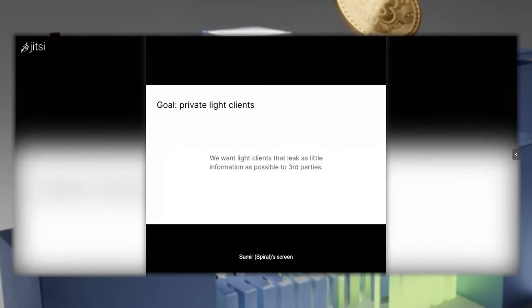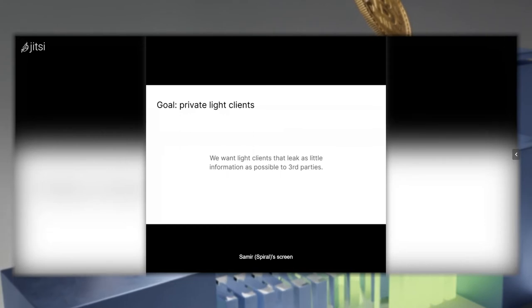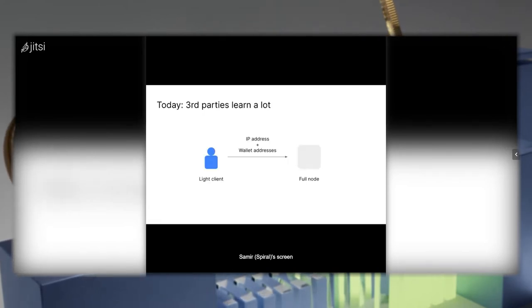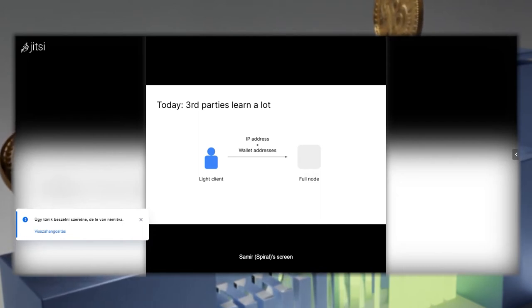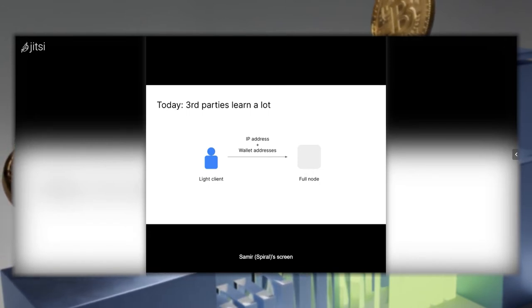So today, I think you guys and me probably have a very similar goal, which is that we want private light clients. We want clients that don't have to run a full node, but also do not leak information to third parties, or as little information as possible. Today, third parties learn a lot of information when you use them directly. So if you're a light client and you connect to a full node over the regular internet, you are going to tell them a lot of information.